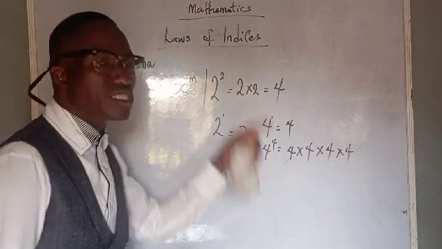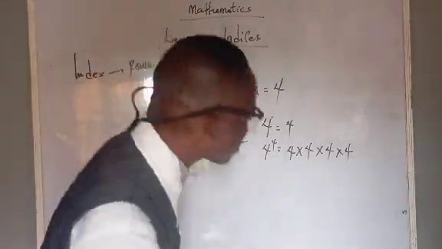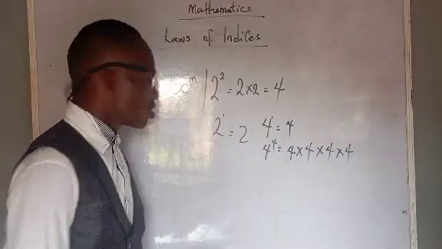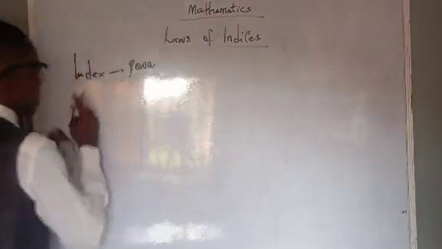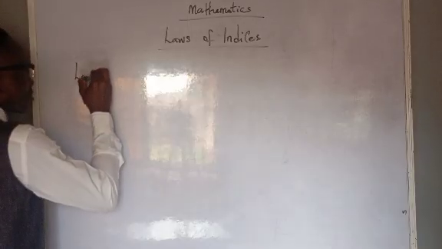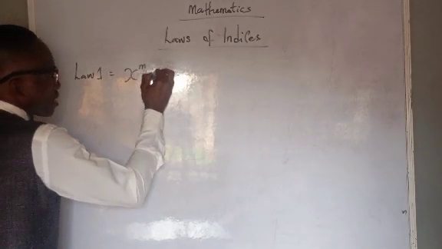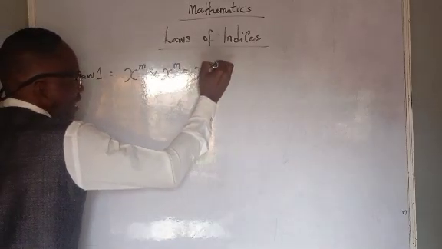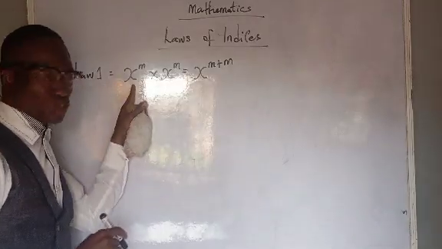Now, laws of indices show us how to treat these powers. And I'm going to pen down 7 laws. I'm going to pen down what? 7 laws. So let's go thereof. Let us go. Now, law 1 states that x raised to the power of m times x raised to the power of n is what? x to the power of m plus n. Are you seeing it? I'm just using this as a case study.